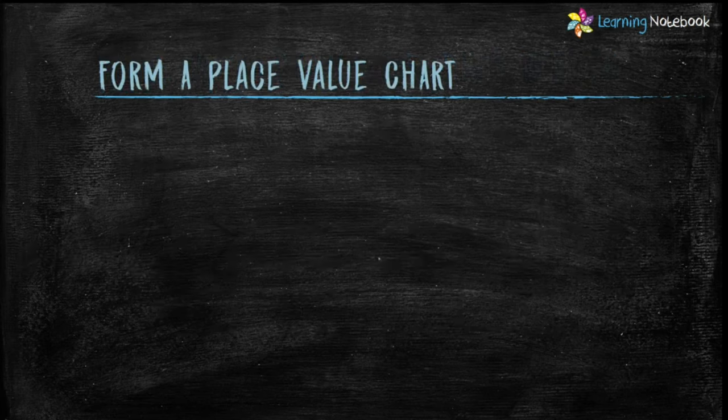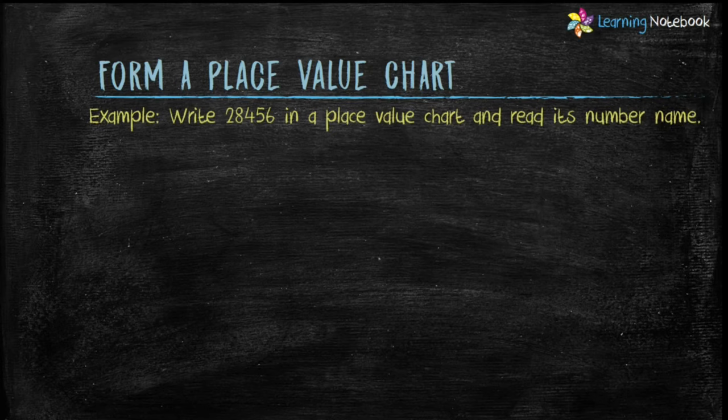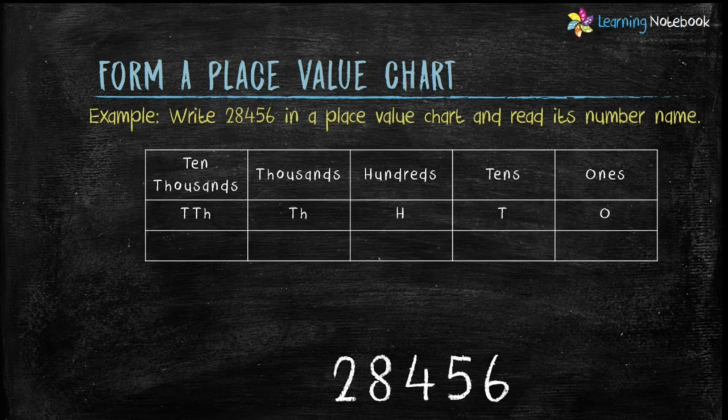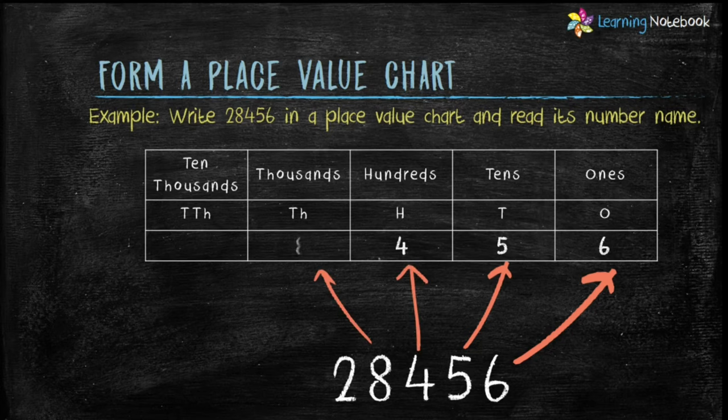Now students, let's form a place value chart for a 5 digit number with the help of an example. The example is to write 28456 in a place value chart and read its number name. Here, starting from the right, since 6 is at 1's place, let's put 6 in the 1's place in the place value chart. Now 5 is at 10's place, 4 is at 100's place, 8 is at 1000's place, and 2 is at 10,000's place. So this is how we make a place value chart for a 5 digit number.